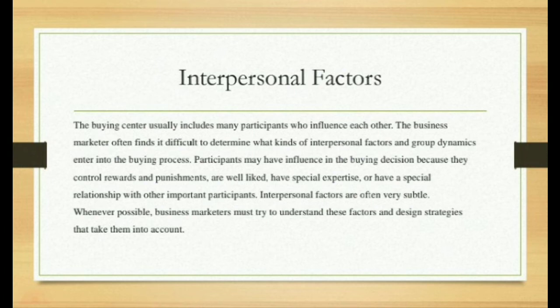Interpersonal factors. The buying center usually includes many participants who influence each other. The business marketers often find it difficult to determine what kind of interpersonal factors and group dynamics enter into the buying process. Participants may have influence in the buying decisions because they control rewards and punishments, are well liked, have special expertise, or have special relationships with other important participants. Whenever possible, business marketers must try to understand these factors and design strategies that take them into account.